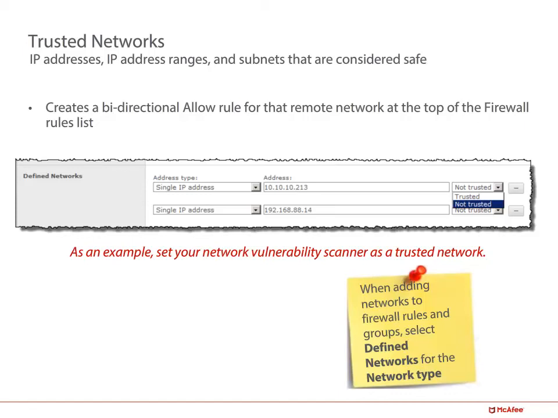So as best practice, when adding networks to your firewall rules and groups, select defined networks for the network type and take full advantage of this feature. And with that, you don't have to always edit the actual rule to add any of these IP addresses. All you have to do is add that particular IP address or information to a specific defined network.